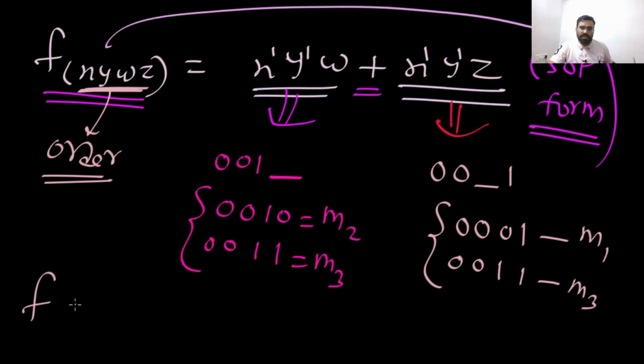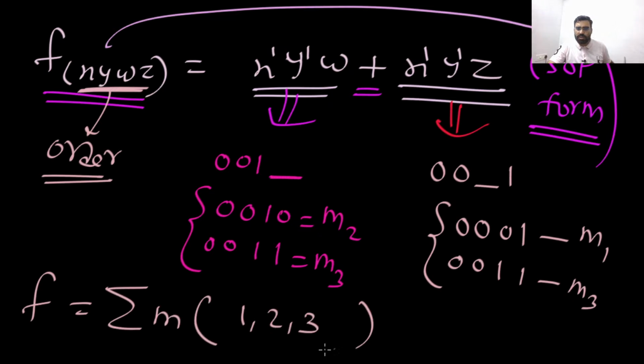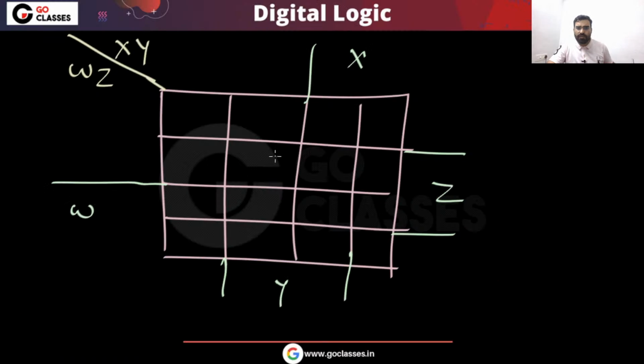So finally for this function, what are the true minterms? The true minterms for this function are 1, 2, 3. For these minterms, your function value is 1. Okay, so now you can fill this function.